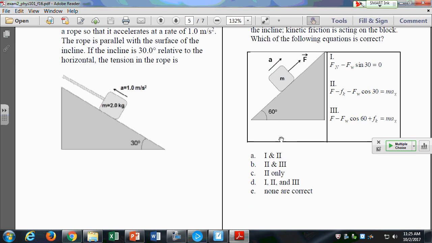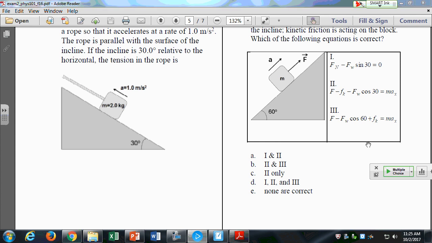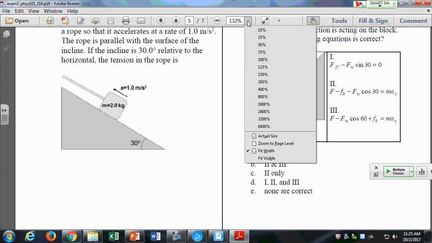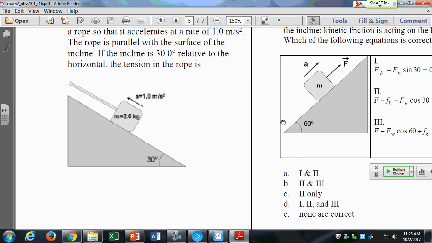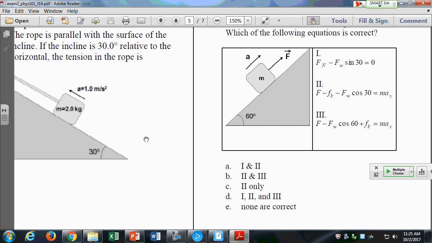Let's try this one. Which of these equations are correct? Fn minus Fw sine 30 equals 0. We all can see those, right? Can y'all see those even in the back? Which of those equations are correct?